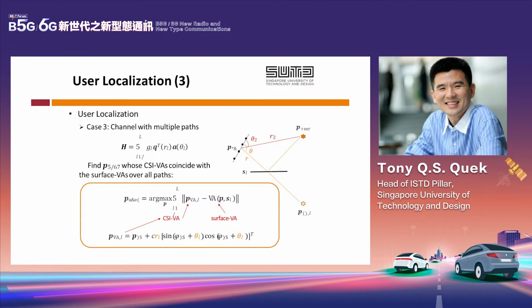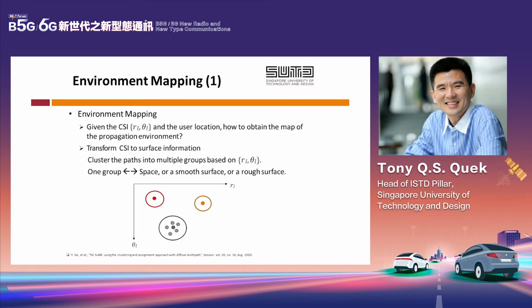We use the argmax. Search over all of them, and find the position that gives you the one where all the virtual anchor CSI coincide. So this gives you the approximately best estimate of the location of the user. So this is one example of how to use the channel to infer the location.